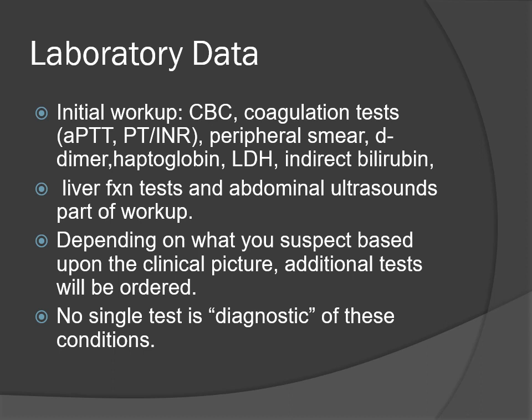This is really going to help you diagnose and differentiate between these diseases. So for some of the initial workup, you'll obviously want to do a complete blood count, coagulation tests, so PTT, PT/INR, all those things. Peripheral smear. A lot of people are not familiar with a peripheral smear. Essentially, it will be the pathologist or someone similar who's going to get a specimen of the blood and examine the blood very closely for any irregular cells.